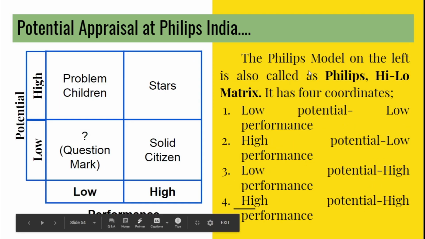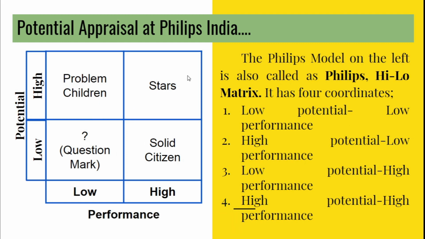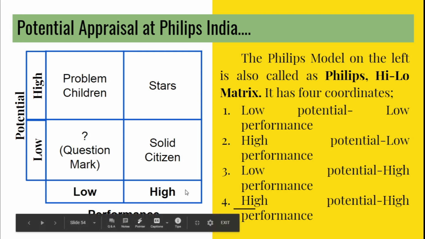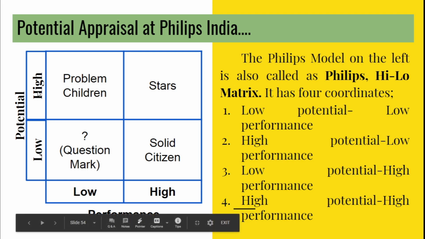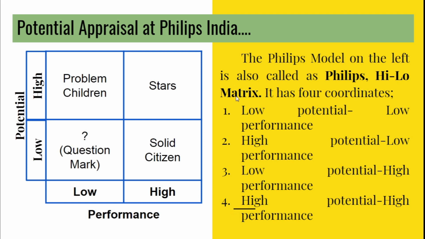The 2x2 matrix reflects the combination of potential and performance appraisal. Okay, you can see performance on the x-axis and potential on the y-axis. Both potential and performance have low and high. The Philips model on the left is also called the Philips high-low matrix. It has 4 coordinates. The first combination is low potential, low performance.